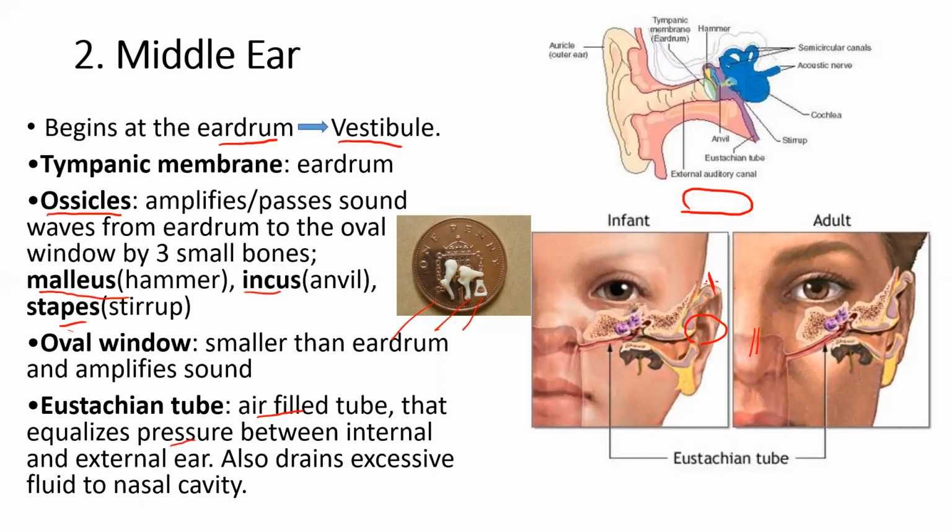There's another picture of the eustachian tube. And you can see it's smaller in infants. So little babies on planes cry a lot. That's why they can't equalize the air pressures easily.